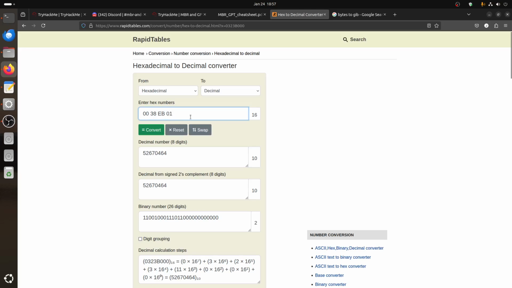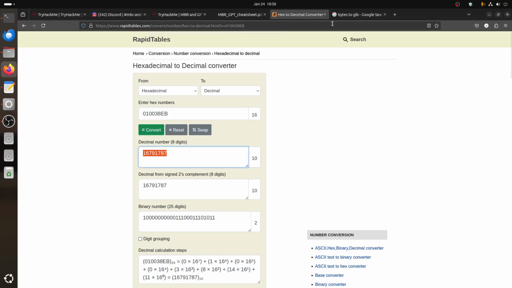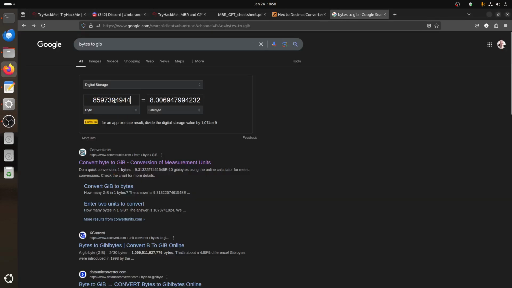So 01, then 0038 EB, because I'm reversing it. So if I convert it to base 16 there, if I come to my calculator, that's why I like this one, because I can copy and paste. Where is the multiply again? Multiply by 512, which is there. So if you get confused, you can just go there. Don't need to confuse people when there is information.